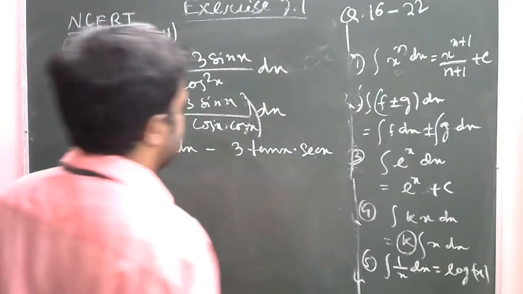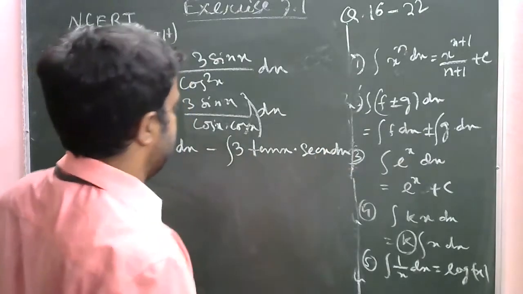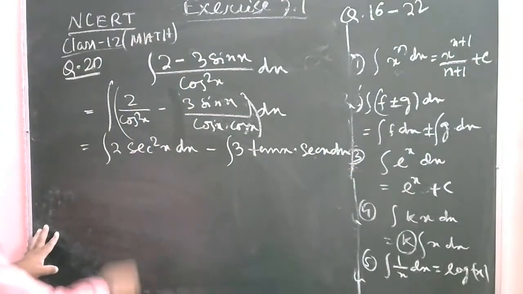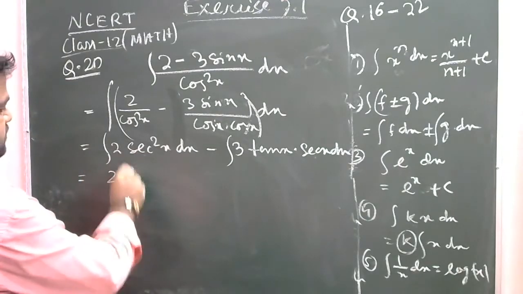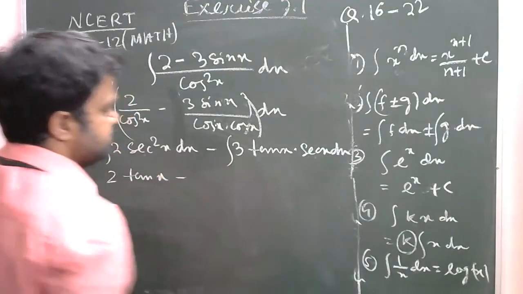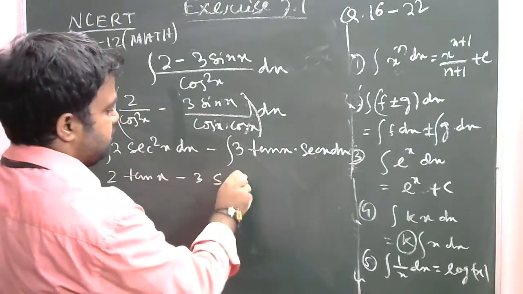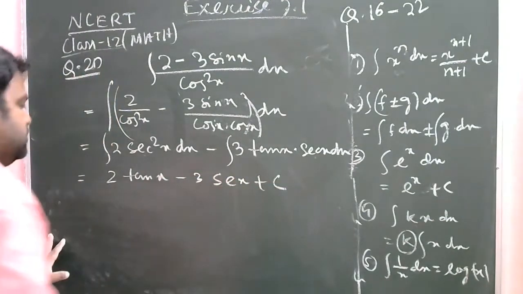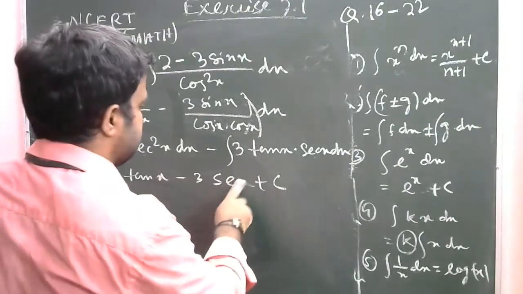So 3 tan x into sec x dx integration. Now, the 2 constant comes outside, the integration of sec square x dx is tan x, minus 3 comes out, and the integration of sec x tan x is sec x. So 2 tan x minus 3 sec x plus c.